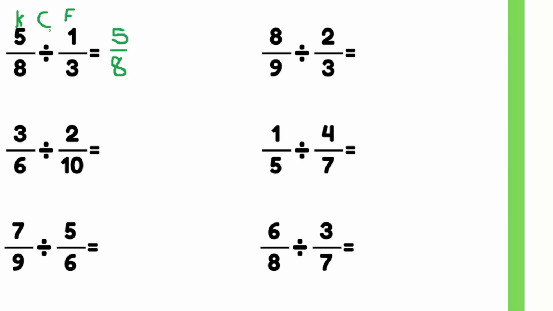Then we're going to change our division symbol to multiplication. So we no longer have 5/8 divided by, we have 5/8 times. And then we're going to flip our second fraction. So 1/3 is actually going to become 3/1, or 3 wholes. And now what you do is just multiply fractions. You multiply your numerators. 5 times 3 gives us 15. And then you multiply your denominators. 8 times 1 gives us 8, so we have 15/8 as our answer.